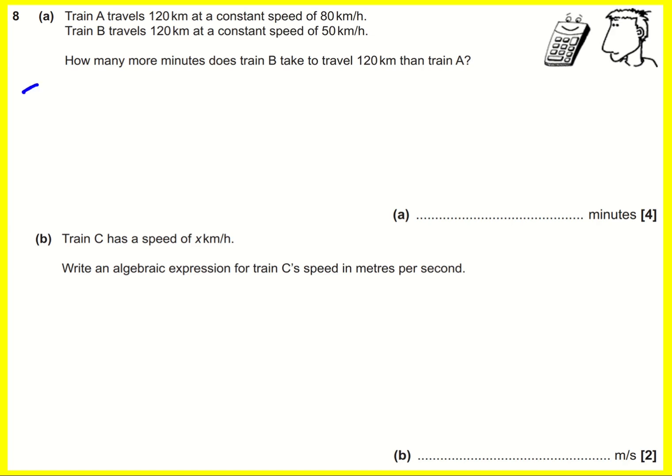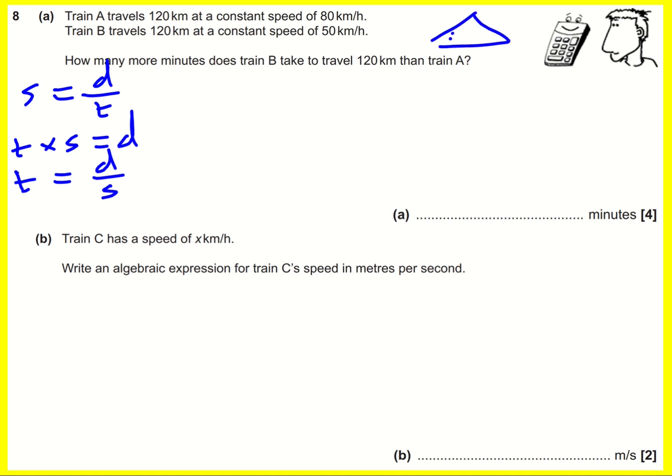This is a speed, distance, time question. Now, speed is distance over time. I can rearrange that. So time times speed is equal to distance, and therefore time is equal to distance divided by speed. You can get that using a formula triangle if you prefer. Speed, distance, time, cover up time, distance over speed, but try and learn how to rearrange.